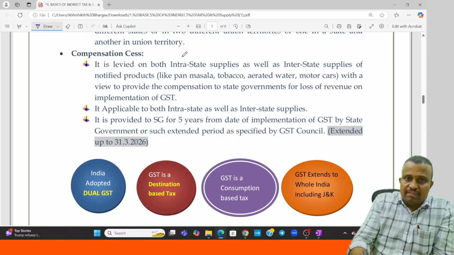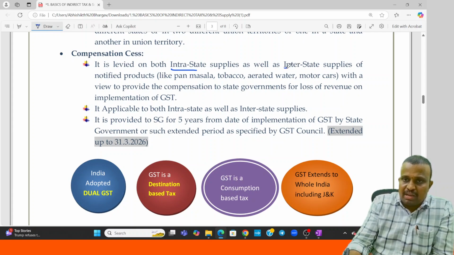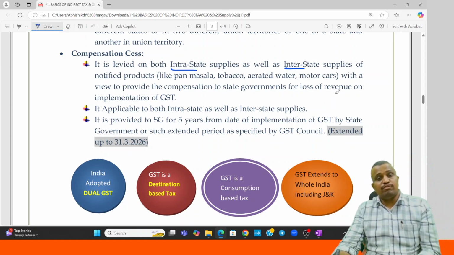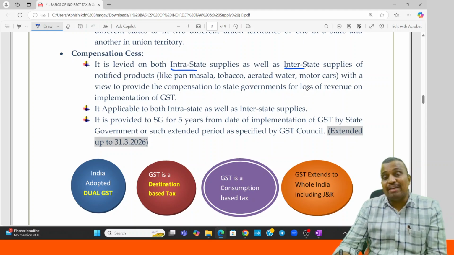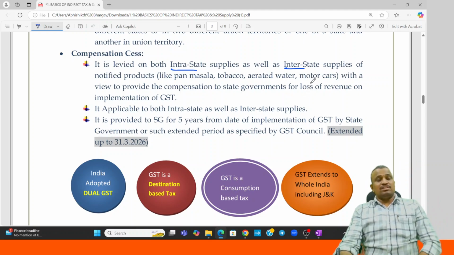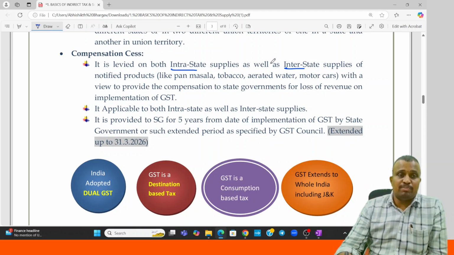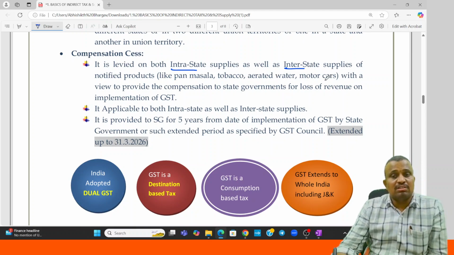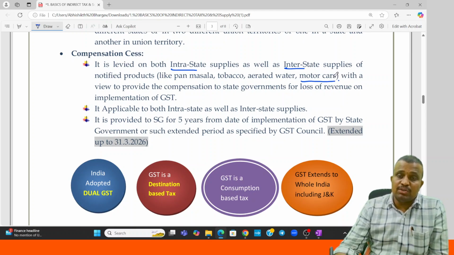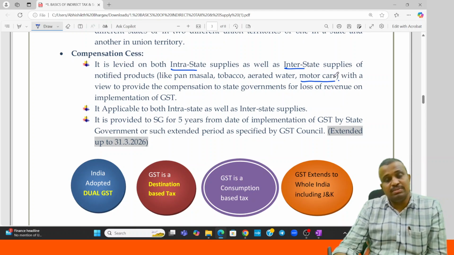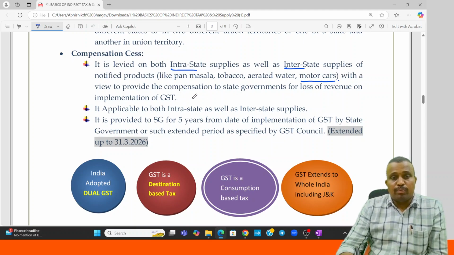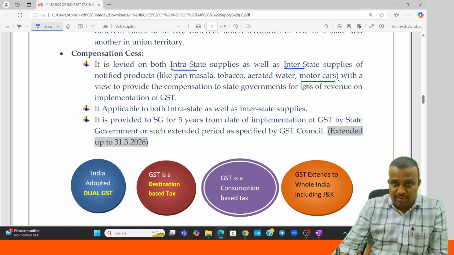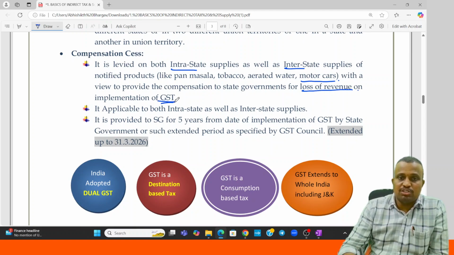Okay, it is levied on both intra-state supply as well as interstate supply of notified products only. On every product, compensation cess is not levied. Only on notified products, namely pan masala, tobacco, aerated water, motor cars, etc. And coming to motor cars, on an average 28% compensation cess has been levied, with a view to provide compensation to the state governments for loss of revenue on implementation of the GST.